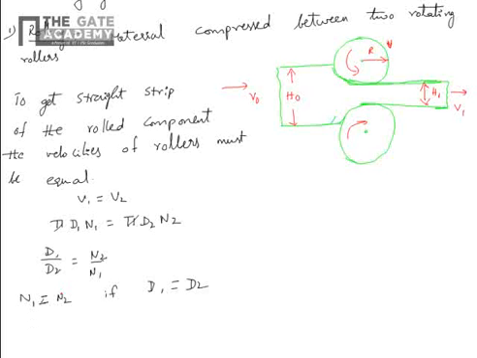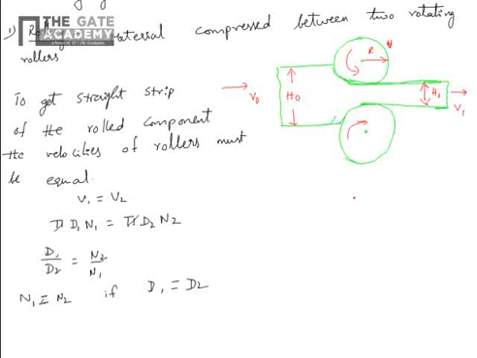The point where the strip starts contacting the roller is called the entry point. The point where the strip separates from the roller is called the exit point. The angle between the entry and exit points with respect to the center of the roller is called the angle of bite. Angle of bite, biting angle, or deformation angle are different names they use.